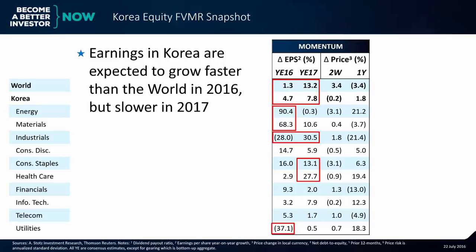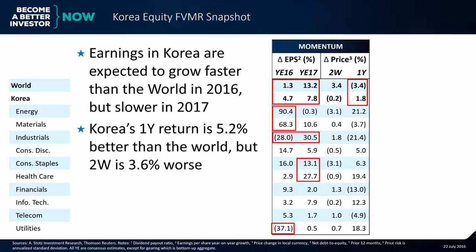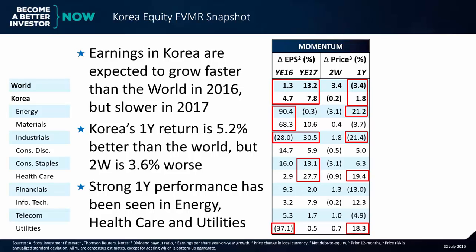And then also what we can see is that the consumer staples and financial and healthcare have EPS growth of about 13 and 27%. So 27% for the healthcare is massive for 2017. Korea's 1 year stock market return is 5.2% better than the world, but 2 weeks is about 3.6 worse. We can see also that the industrial sector had a really bad year over the last 12 months. And the good years have to do with energy, healthcare, and utilities.